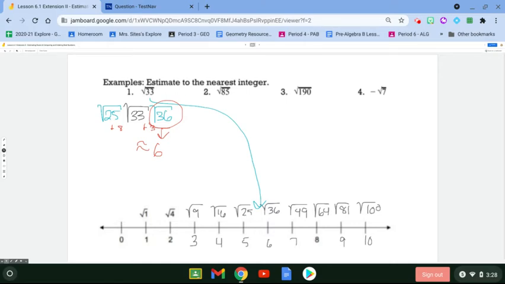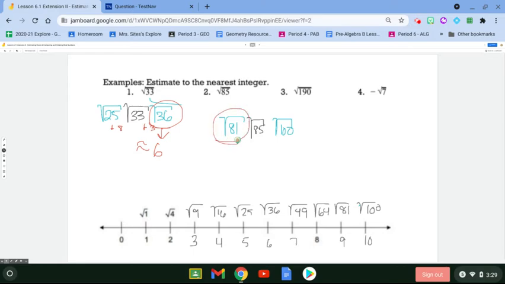So the square root of 85. So again, what two perfect roots does it fall between? So the square root of 85 would fall in between the square root of 81 and the square root of 100. So I'm going to write down the square root of 81 and the square root of 100. And I'm going to put the square root of 85 in between. 85 is definitely closer to 81 than it is 100.